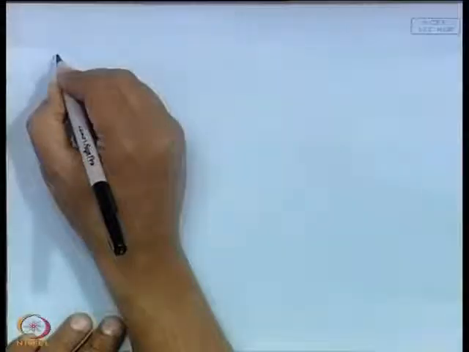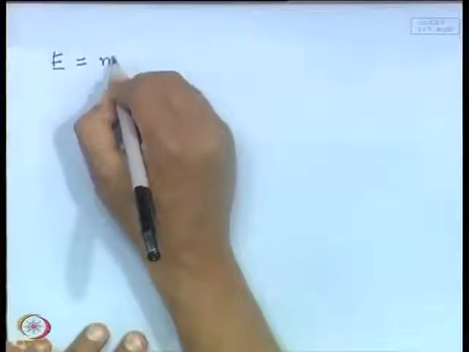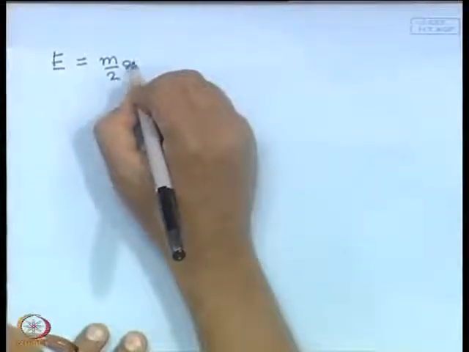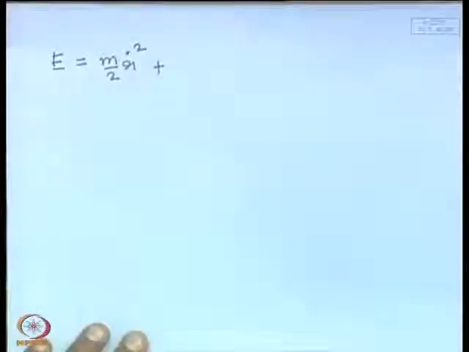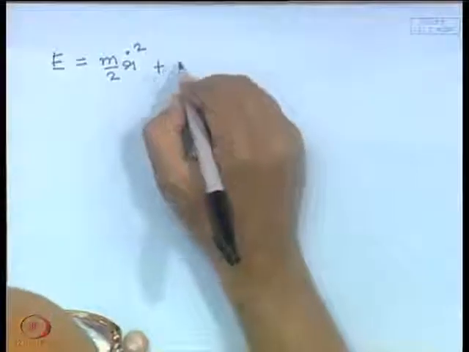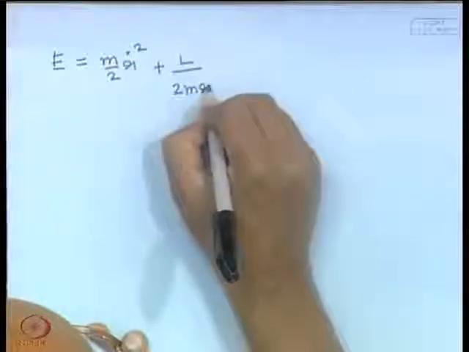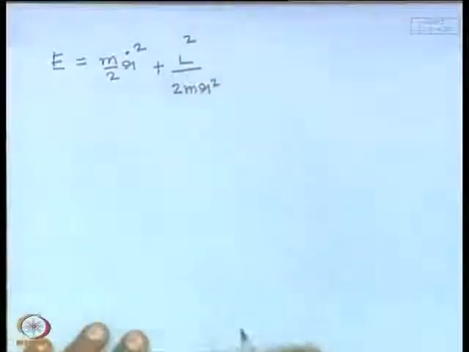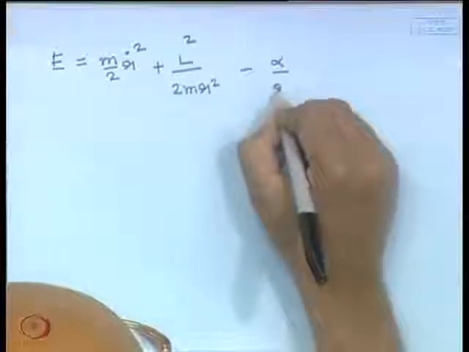Let me write that down again. So let me start with the energy, the conservation of energy E. We had calculated this. This was m by 2 r dot square plus L square by 2m r square minus alpha by r.